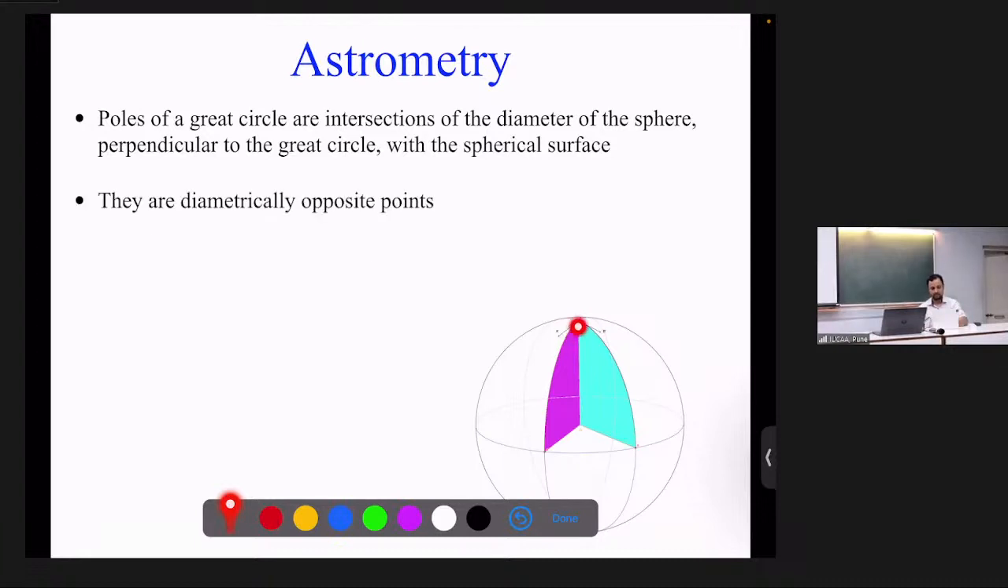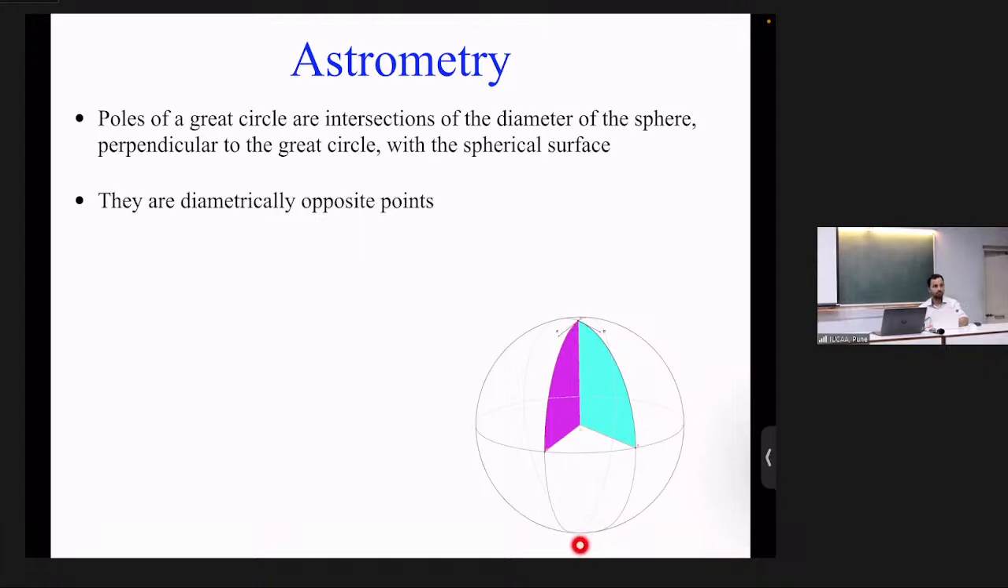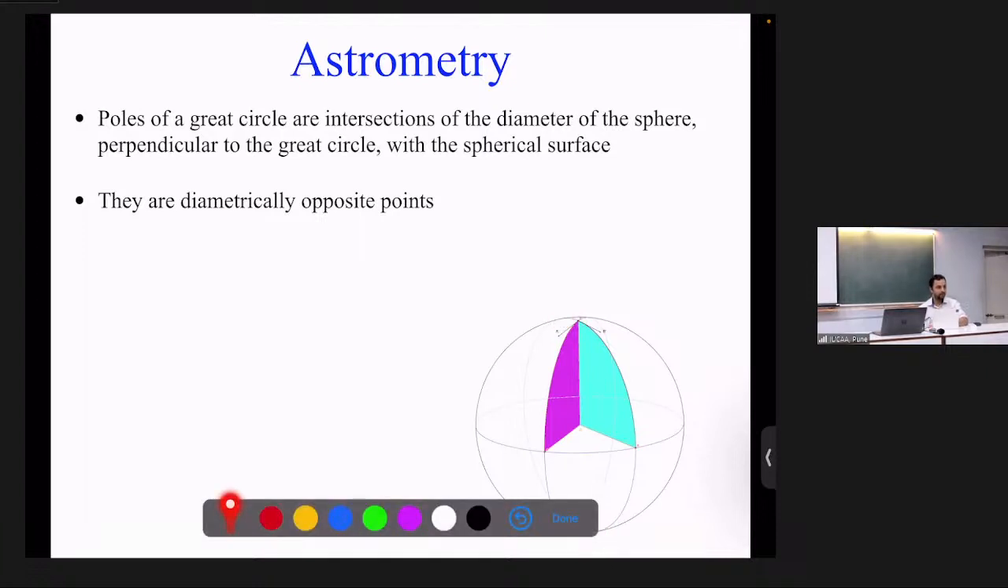And you understand they will intersect somewhere here also, somewhere at the bottom. Not only on top, they will intersect at the bottom also. So these two positions, both of them are called poles. And they are diametrically opposite points. Okay?